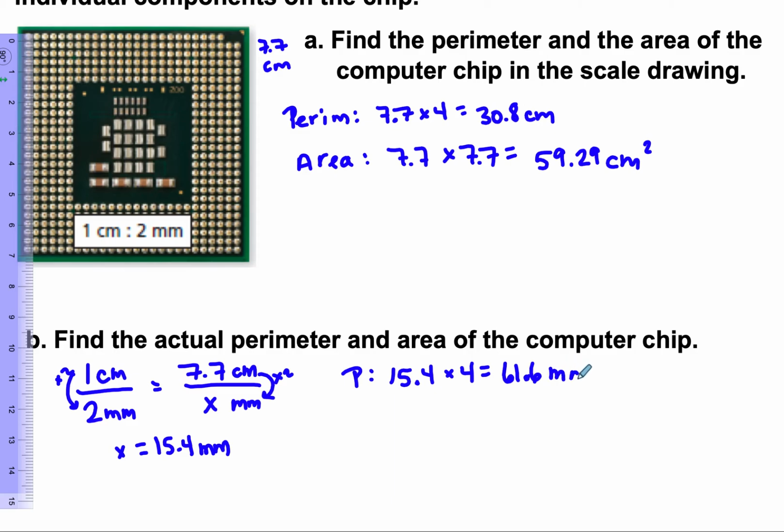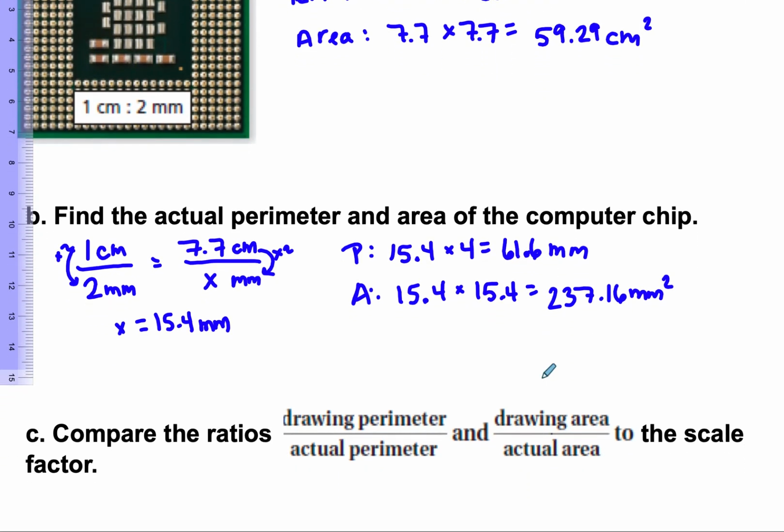Don't forget your labels here for area and perimeter. Really important that we've got those labels. For area, we're doing length times width, so 15.4 times 15.4. And let's see what we get for that. 237.16 millimeters squared. Area is always in square units.